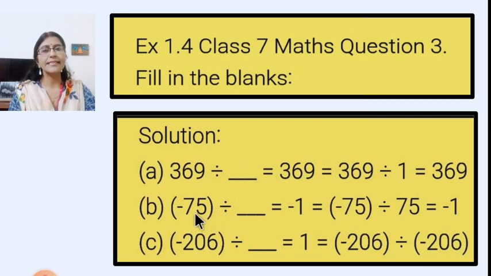Next one is minus 75 divided by dash is equal to minus 1. So what will we write here? We will write 75 because we have to get quotient minus 1. The minus sign is required, so we will divide it by 75. Next is minus 206 divided by dash is equal to 1. So here we want 1. We don't want any negative number here. So we'll write the same number, that is minus 206. Minus 206 divided by minus 206 is 1. So this is all a simple question. You can do it in your textbook also.